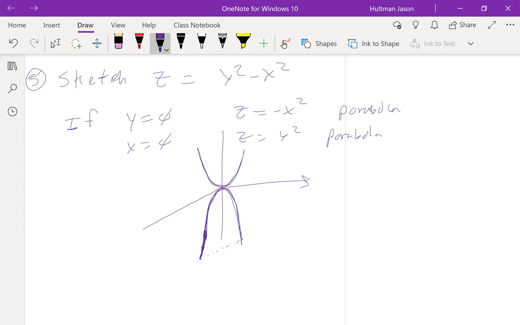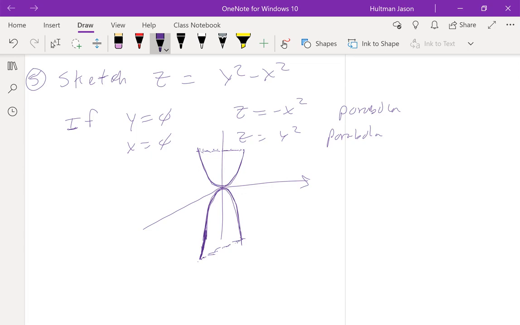However, these two parabolas are at 90-degree angles to each other. This parabola is 90 degrees to this one. Does that make sense? They're like this. Keep that in mind. Those parabolas are 90 degrees to each other.